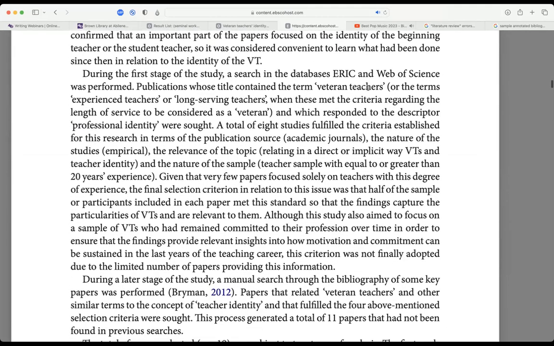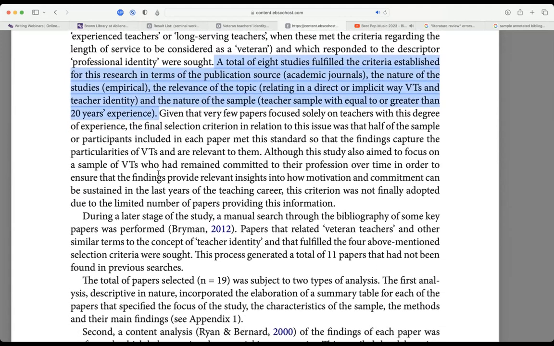And they tell us the databases they used. They tell us some of the parameters for looking at different publications. And they say that they first identified 8 studies on this. And given that, this would explain something about the length.